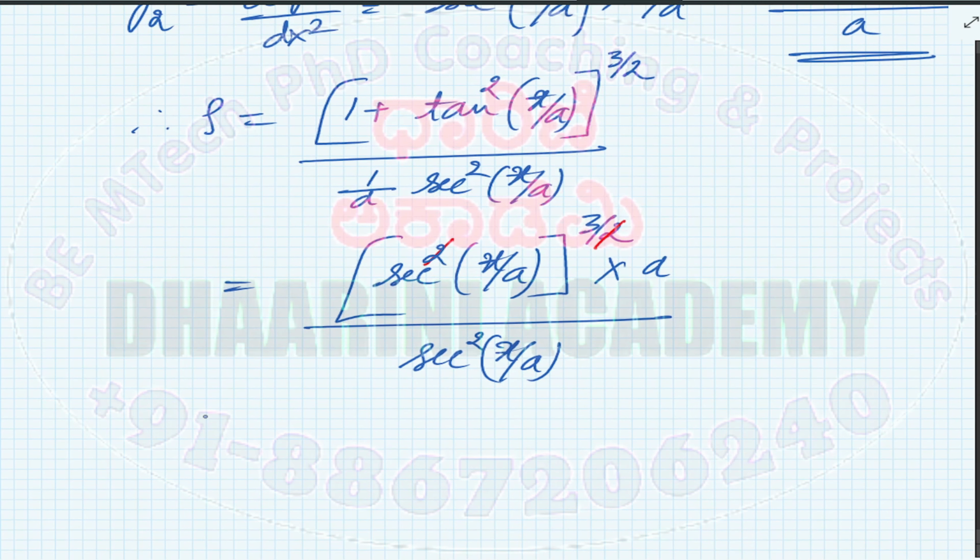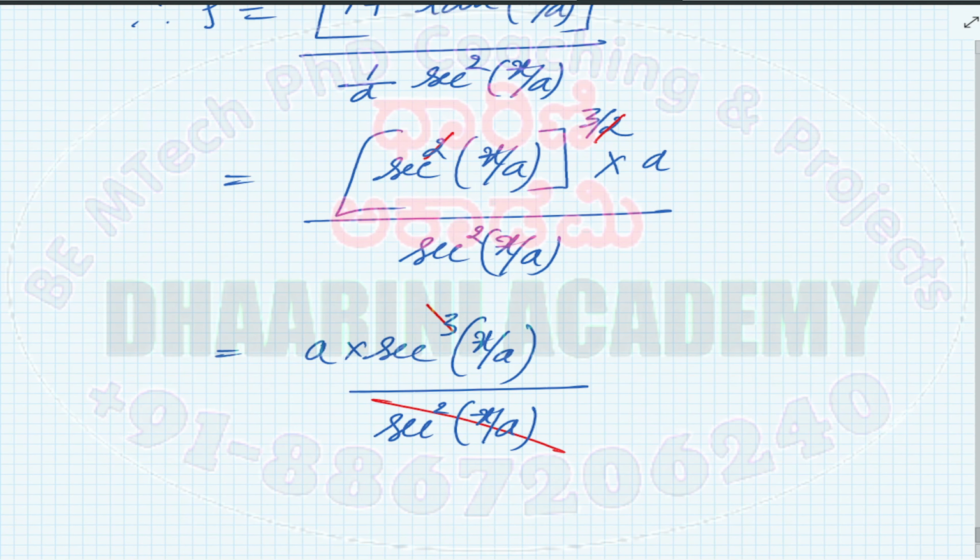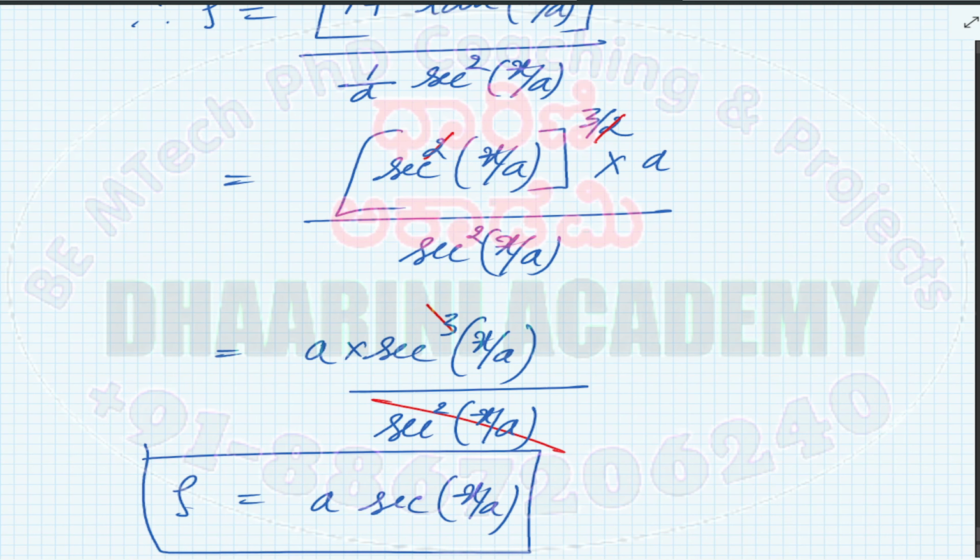Okay, so what happens now? This is nothing but secant cube of x by a, there is a coming up in the beginning, divided by secant square of x by a. So you can simply see this square gets cancelled with this, only one secant remains. So your final answer, therefore, rho is equal to a into secant of x by a. This is the required radius of curvature.